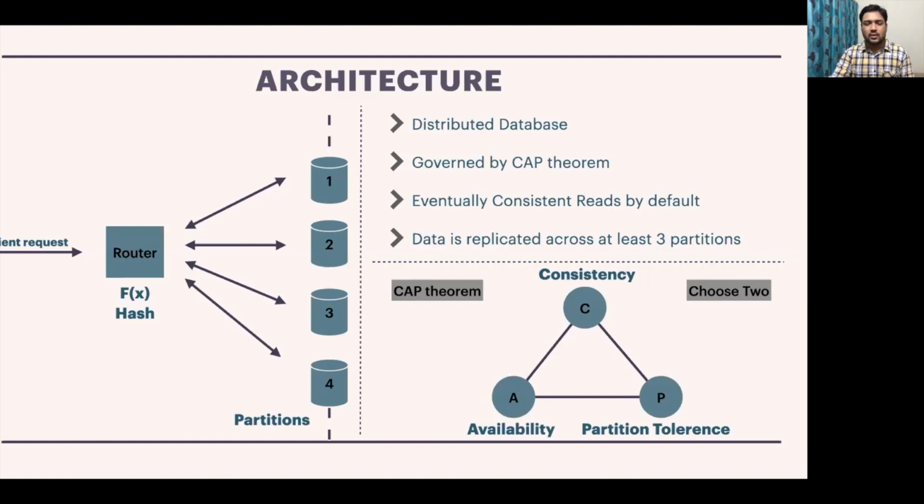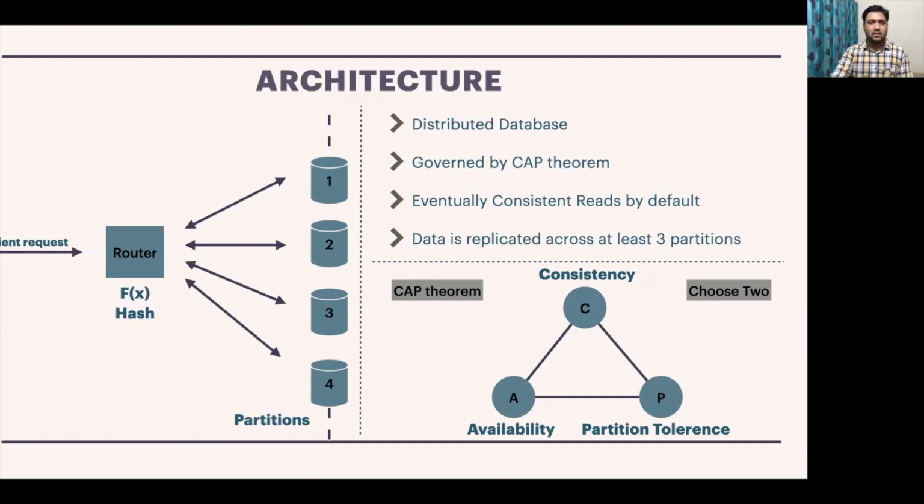Let's look at some of the basic architecture of DynamoDB. In DynamoDB, all the requests are routed through a component called a router. Depending on the value that you are sending to the router, it is hashed, and depending on the hash value, it is then forwarded to one of many partitions that are present behind the scenes. The router is a piece of code or a piece of infrastructure, and partitions are the different nodes that run DynamoDB in the backend.